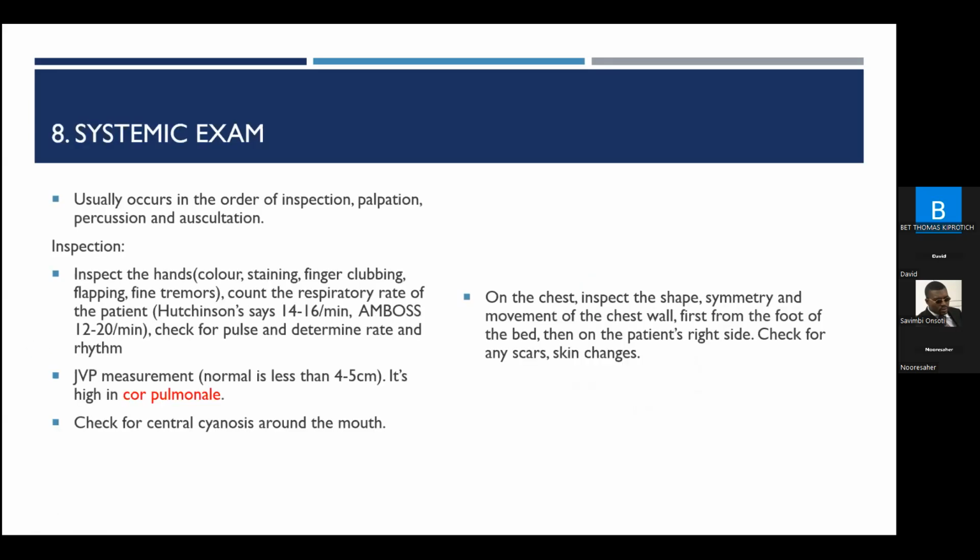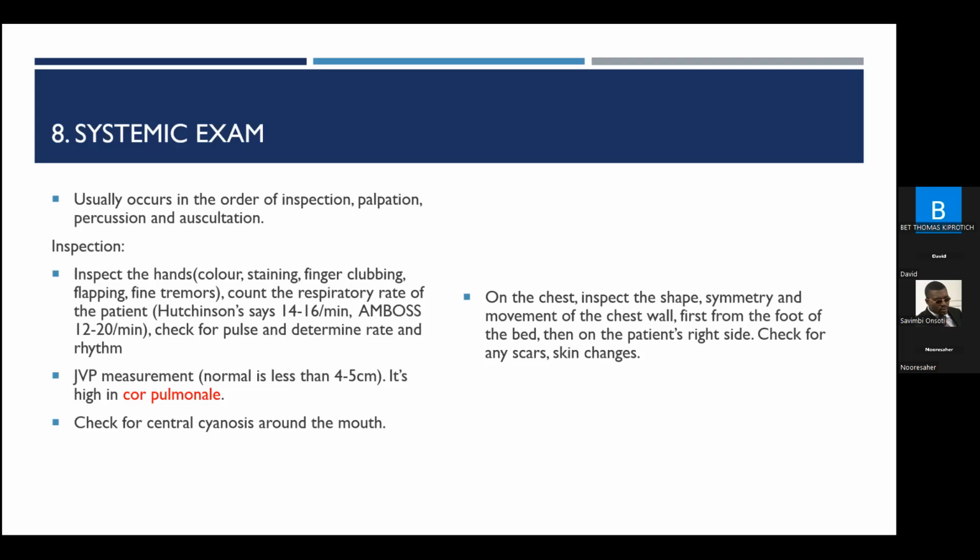Now we go to the systemic exam. For the systemic exam, there's an order for these things. It's inspection, palpation, percussion, and then auscultation, or IPPA if you want to abbreviate it. So for inspection, you check the hands. You check for color, you check for staining. Now this is nicotine staining, like tobacco staining. It's usually between the fingers, the way most cigarette smokers hold their cigarettes, with the two fingers.